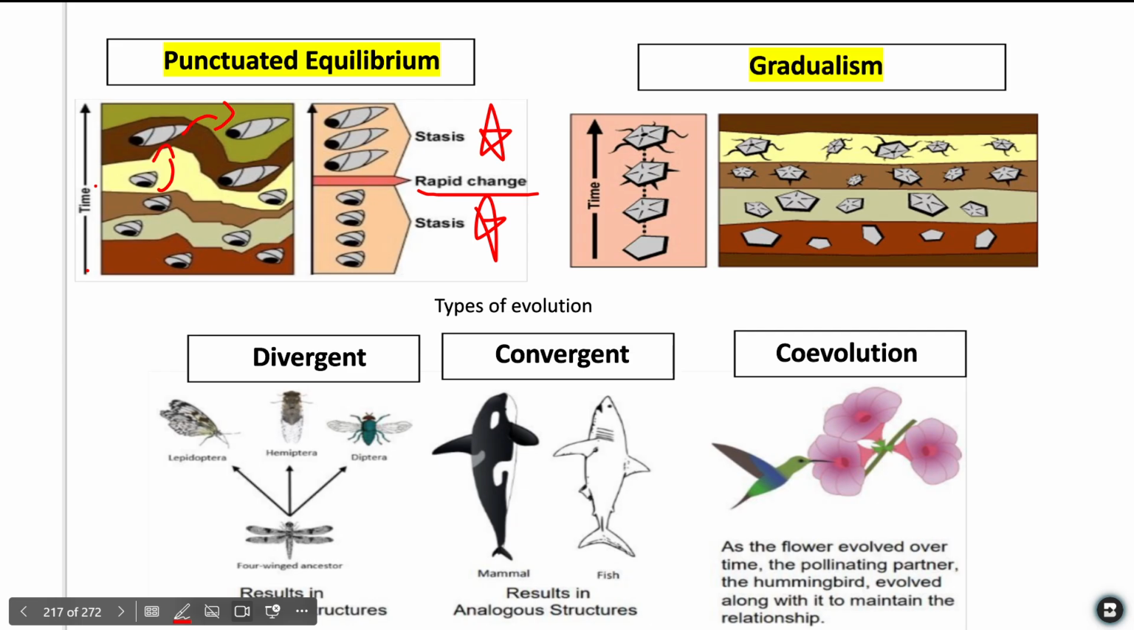Compare that with the right side, gradualism. We see that each layer, layer 1, layer 2, layer 3, layer 4, each layer, we see small changes occur in this fossil group, telling us that there were pretty consistent changes over time.